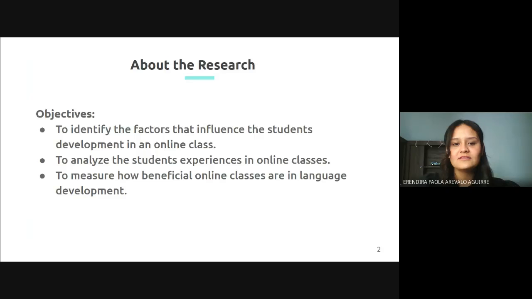Okay, as far as the objectives for our research, the first one would be to identify the factors that influence the students' development in online classes, to analyze the students' experiences in online classes, and also to measure how beneficial online classes are in language development.